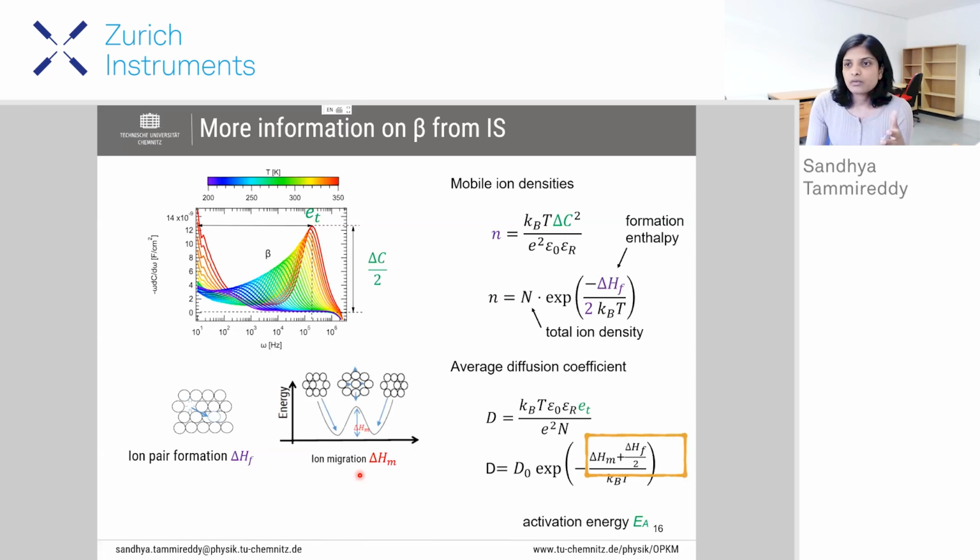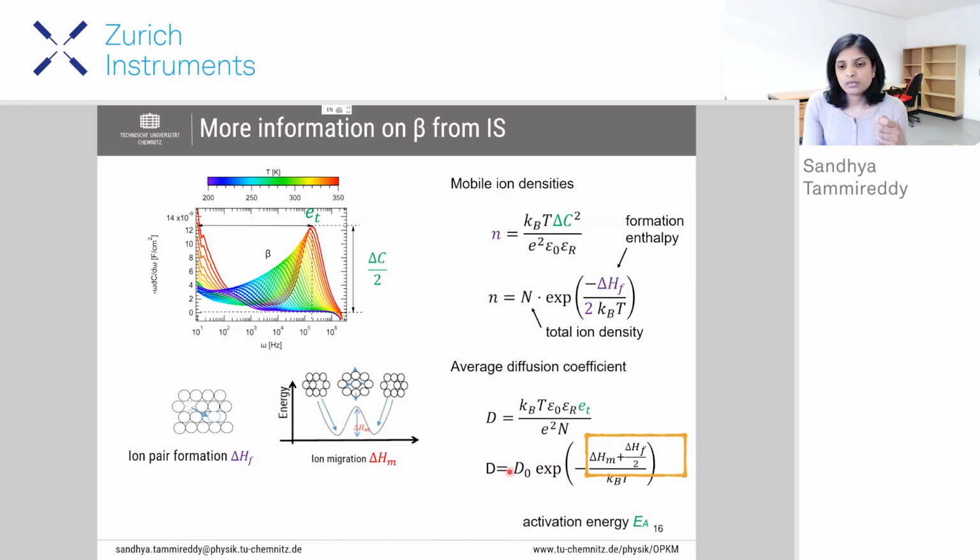And on an average, if you look at the diffusion coefficient, it always contains activation energy. And this activation energy is a sum of both of these components, formation enthalpy and migration enthalpy. First, you have to form a defect in order to let it migrate. So that's why you always have to account for both of them. So that's what we did.